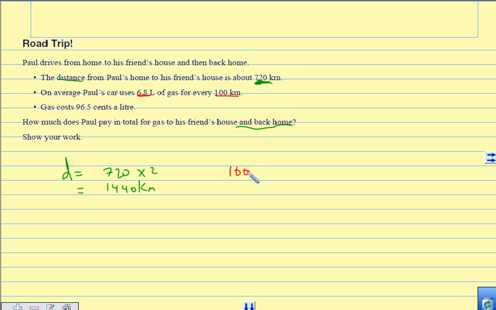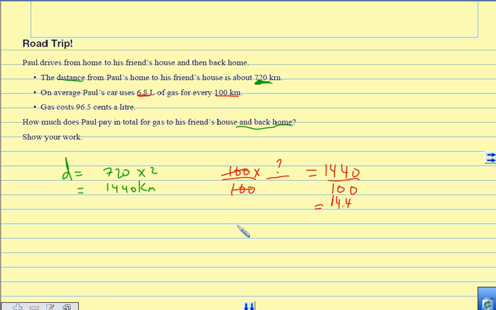Okay? Because 100 times what equals 1,440? Well, to find out what this is here, we just divide 1,440 by 100. Okay, and we find out what that is. Well, that'll just be 14.4. Okay? So that's how much we have to multiply 6.8 liters by.